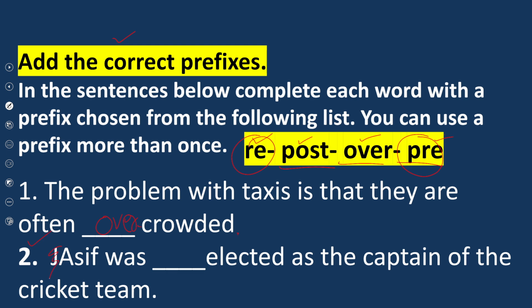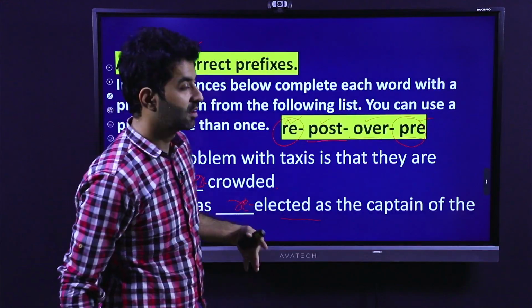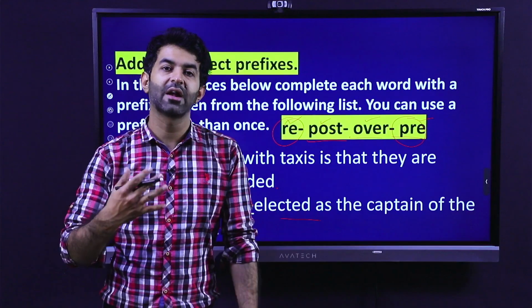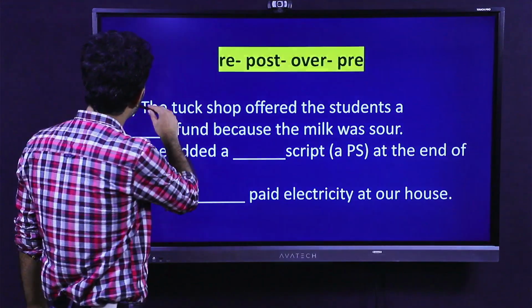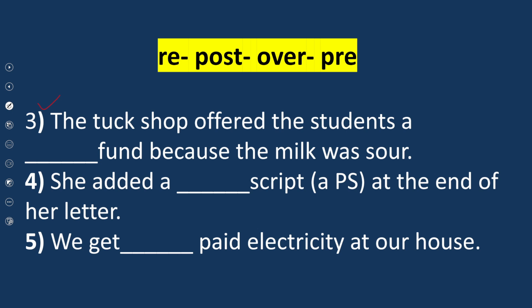Number two, Asif was elected as the captain of the cricket team. Yes, re-elected. He was selected again. So elected means elected simply, but re-elected means that this happened again. Number three, the tuck shop offered the students a blank fund because the milk was sour. Yes, refund. To get your money back, to get the fund back, means to get a refund. So here we use the prefix re.